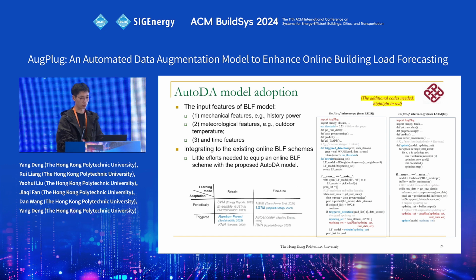There are 2 concerns when applying the proposed data augmentation model to an existing online building node forecasting model. First is what features in building node forecasting need data augmentation. The features can be categorized into these three types. In our work, the AutoDA model is only conducted on the first 2 types, because we assume that the time features can remain the same and don't need data augmentation, as almost all the load forecasting models only involve time features such as the hour and the day of the week.